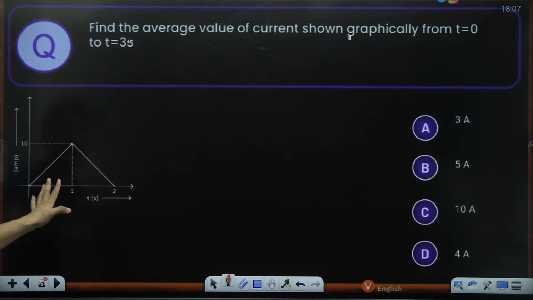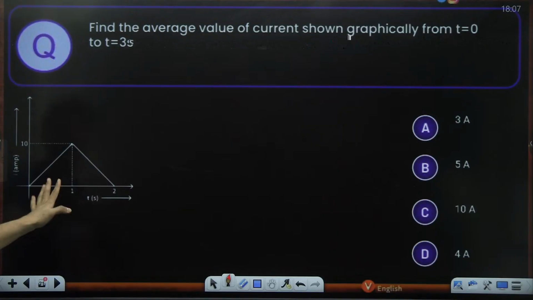Flux associated with the coil changes from this value to that value within 1/10 of a second. What is the charge in the coil if the resistance is this much? Current is EMF induced divided by resistance. Current is charge by time.